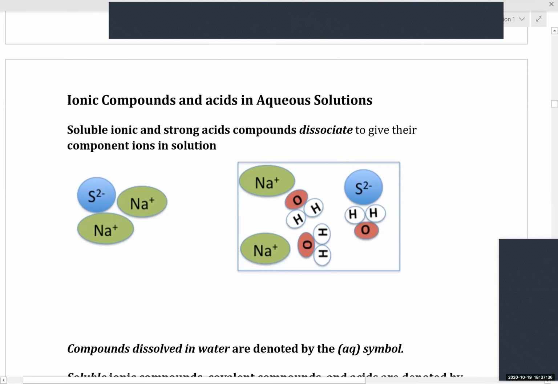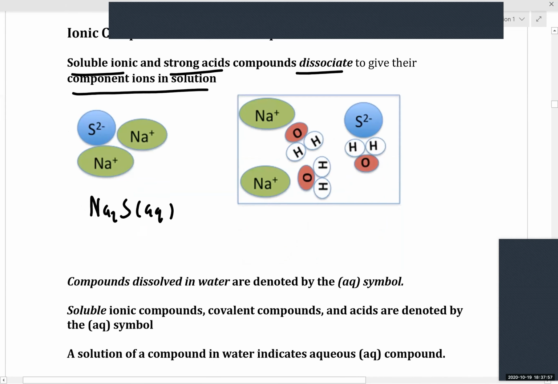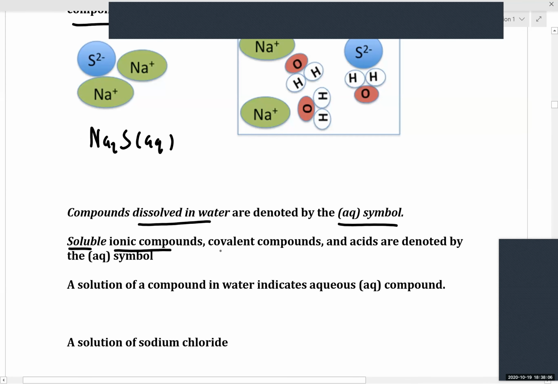And let's talk a little bit about aqueous solutions. So when we think about an ionic compound, such as, for example, sodium sulfide, soluble ionic compounds and strong acids will dissociate into their ions in solution. And we denote compounds dissolved in water by the aqueous symbol. So anytime you have a soluble ionic compound, covalent compound, or acid, it's denoted by the aqueous symbol. A solution of a compound in water indicates we have an aqueous species.